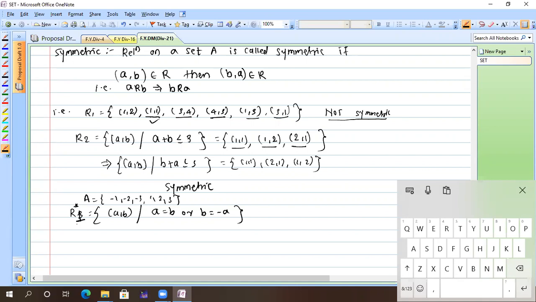Any other justification someone wants to give? Does anyone disagree with this statement, whether it is symmetric? Someone has a point, it is not symmetric. Sir, which means in this case, any one condition needs to be satisfied, right? Yes. So in that set, (1, -1) is also there.